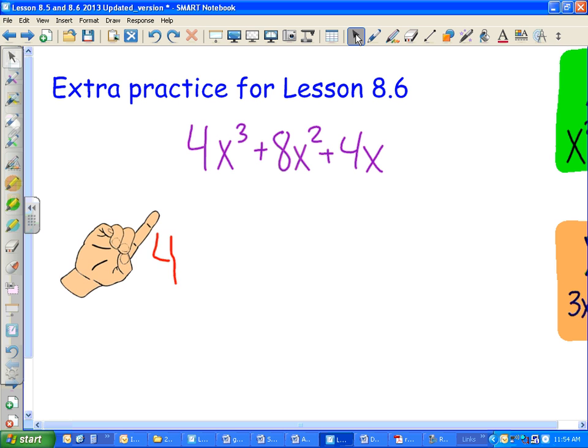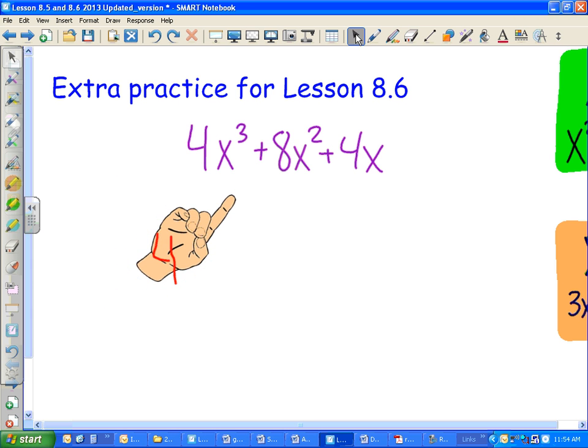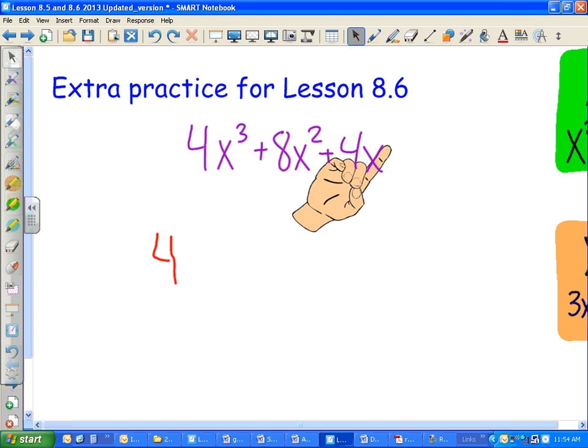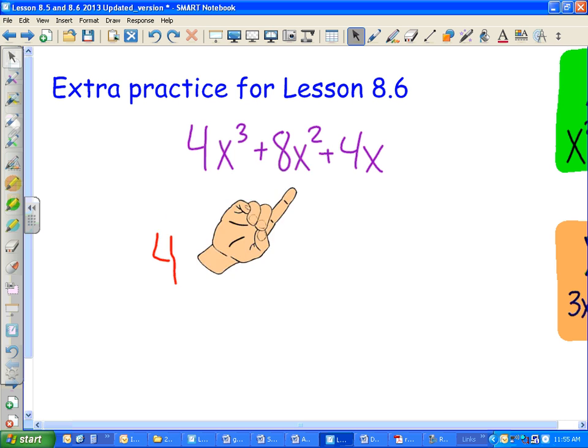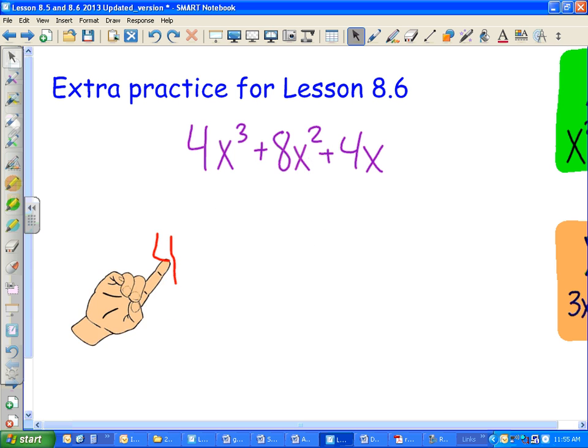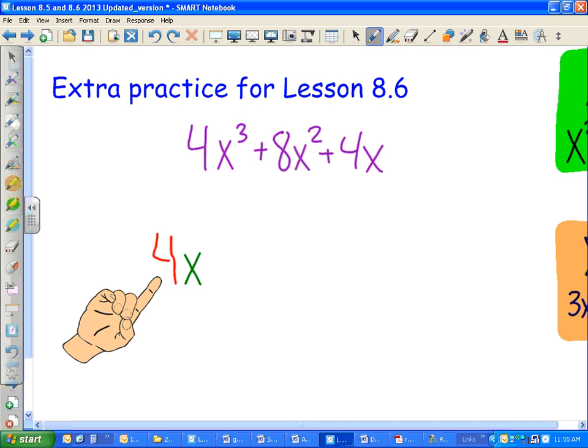And now what about the x's? Can you take anything out there? Well, there's 3 of them here, there's 2 of them right here, and there's 1 of them right here. How many can I take out, if I can take out any of the x's? There's 3, 2, 1. And if you said 1, you're right. I can only take out 1 of them. Now I'm going to rewrite the inside.